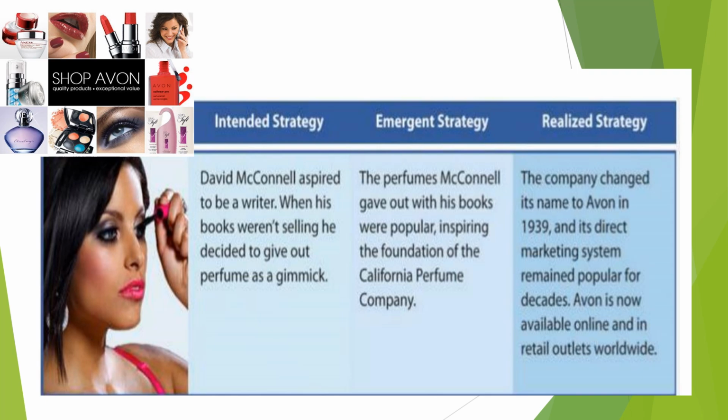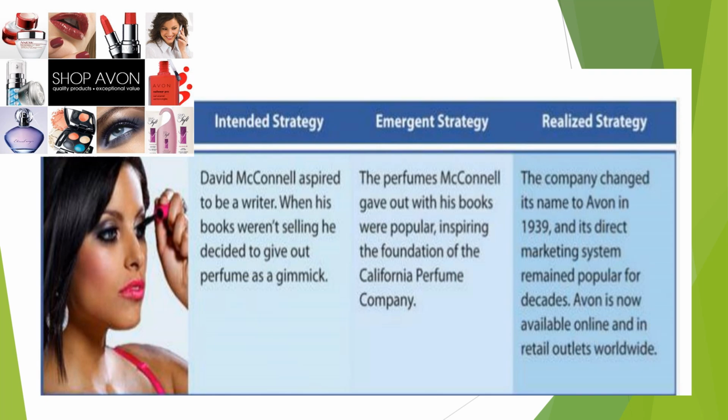Here they gave three examples: intended strategy, emergent strategy, and realized strategy. David McConnell aspired to be a writer. When his books were not selling, he decided to give perfume along with the book, just as a complement. What happened? People started buying the book, and the perfume was a huge success. So he stopped writing, and instead of writing books further, he started a perfume company, the California Perfume Company.